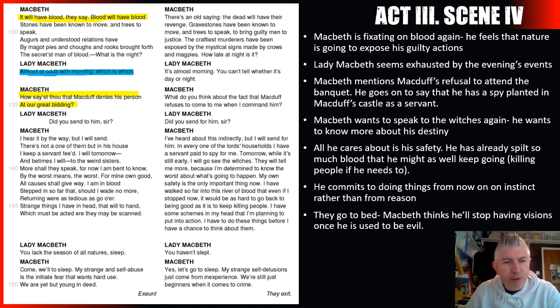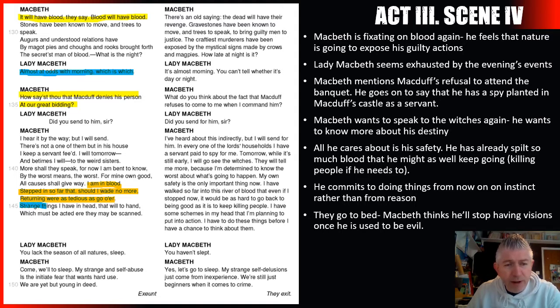Macbeth replies, "I hear it by the way, but I will send. There is not a one of them but in his house I keep a servant fee'd. I will tomorrow, and betimes I will, to the weird sisters. More shall they speak, for now I am bent to know, by the worst means, the worst. For mine own good, all causes shall give way. I am in blood stepped in so far that, should I wade no more, returning were as tedious as go o'er. Strange things I have in head that will to hand, which must be acted ere they may be scanned."